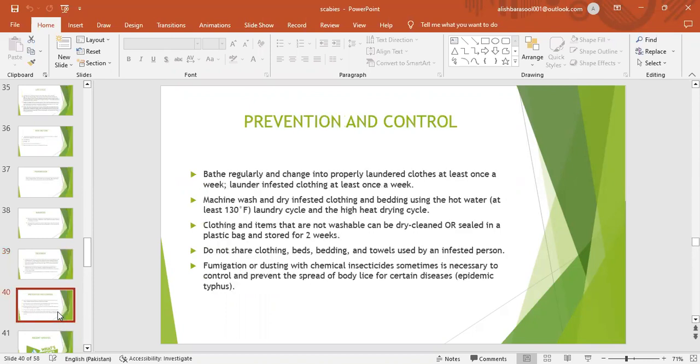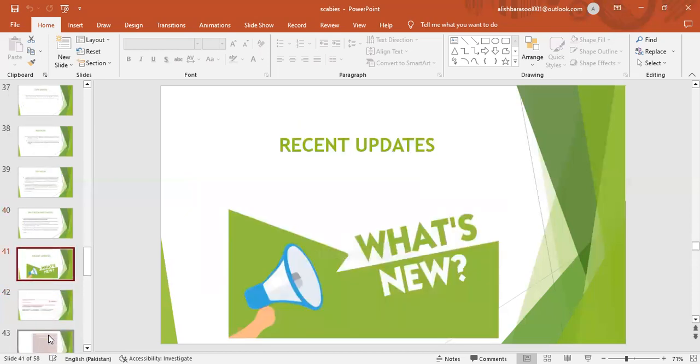Prevention and control: bathe regularly and change into properly laundered clothes at least once a week. Launder infested clothing at least once a week. Machine wash and dry infested clothing and bedding using the hot water laundry cycle and the highest heat during the dry cycle. Clothing and items that are not washable can be dry cleaned or sealed in a plastic bag and stored for 2 weeks. Do not share clothing, beds, bedding, and towels used by an infested person. Fumigation or dusting with chemical insecticides sometimes is necessary to control and prevent the spread of body lice for certain diseases, such as epidemic typhus.